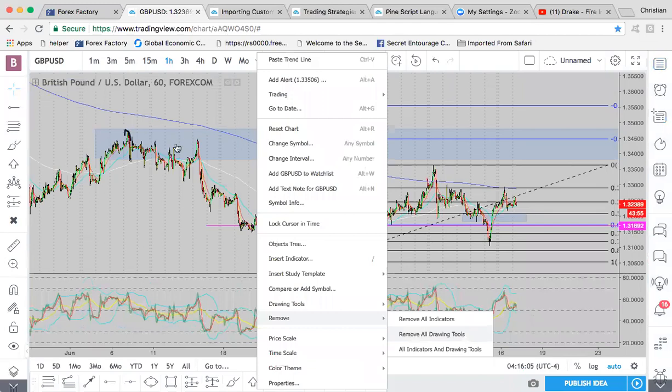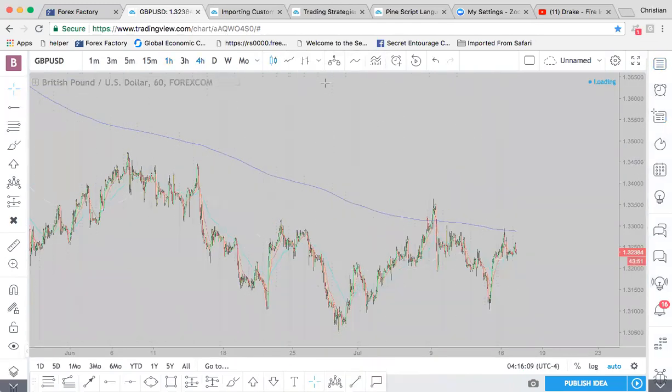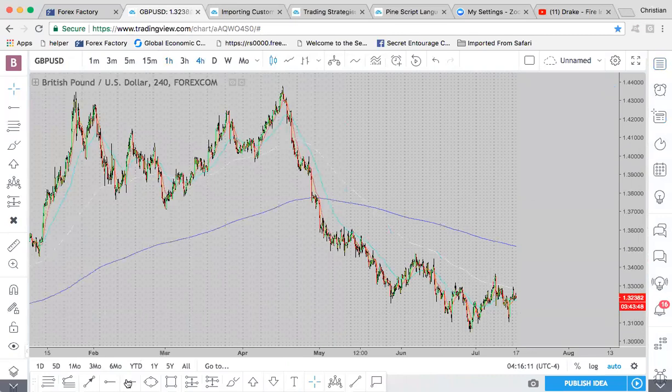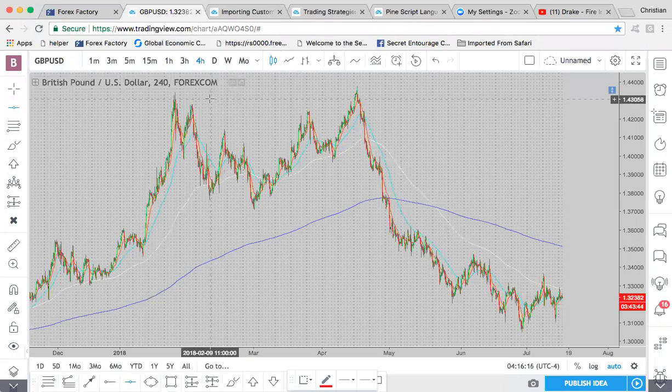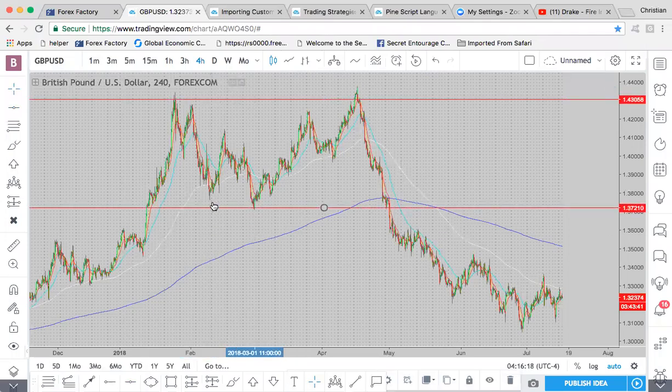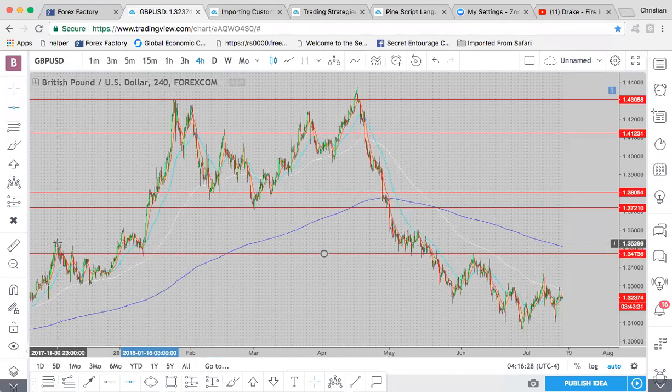This is how my chart used to be. I'd look at the higher time frame, and this is how some guy actually said to do it, right here. But no, these are never true support resistance. This is what I would do.